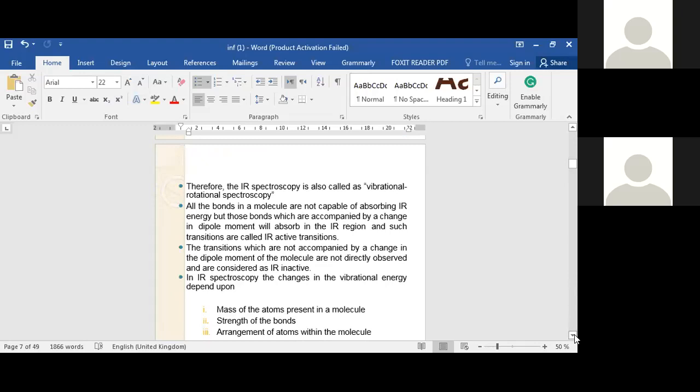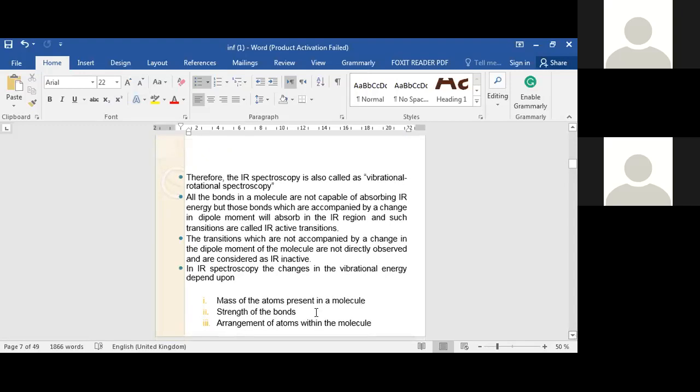The changes in the vibrational energy depend on three factors. First one, mass of the atoms present in a molecule. Second one, strength of the bonds. And third, arrangement of atoms within the molecule.